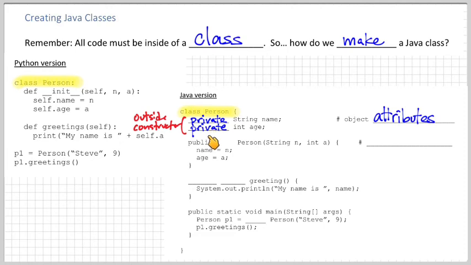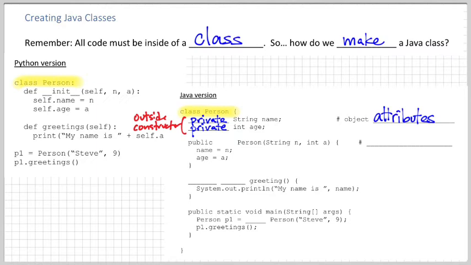Now, the other thing is we declare it to be private. So in Python, everything is public. There is no such thing as private versus public, but in Java there is. And so it is good practice to define all of our attributes, fields, to be private. And that means that there's no way to access it from outside the object itself.